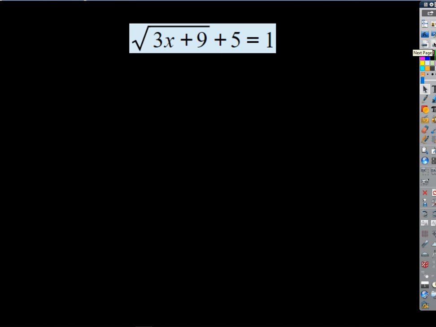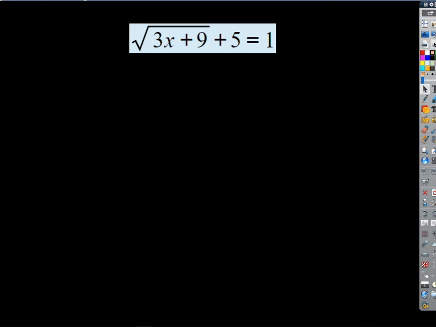Okay, what about this one? What am I going to do here? I'm just trying to solve for x, so I'm going to use the same kind of approach. I'm going to have to get rid of that radical, aren't I? Square root. But first I got to isolate the radical. I got to get it by itself first, and then I can get rid of the radical by squaring.